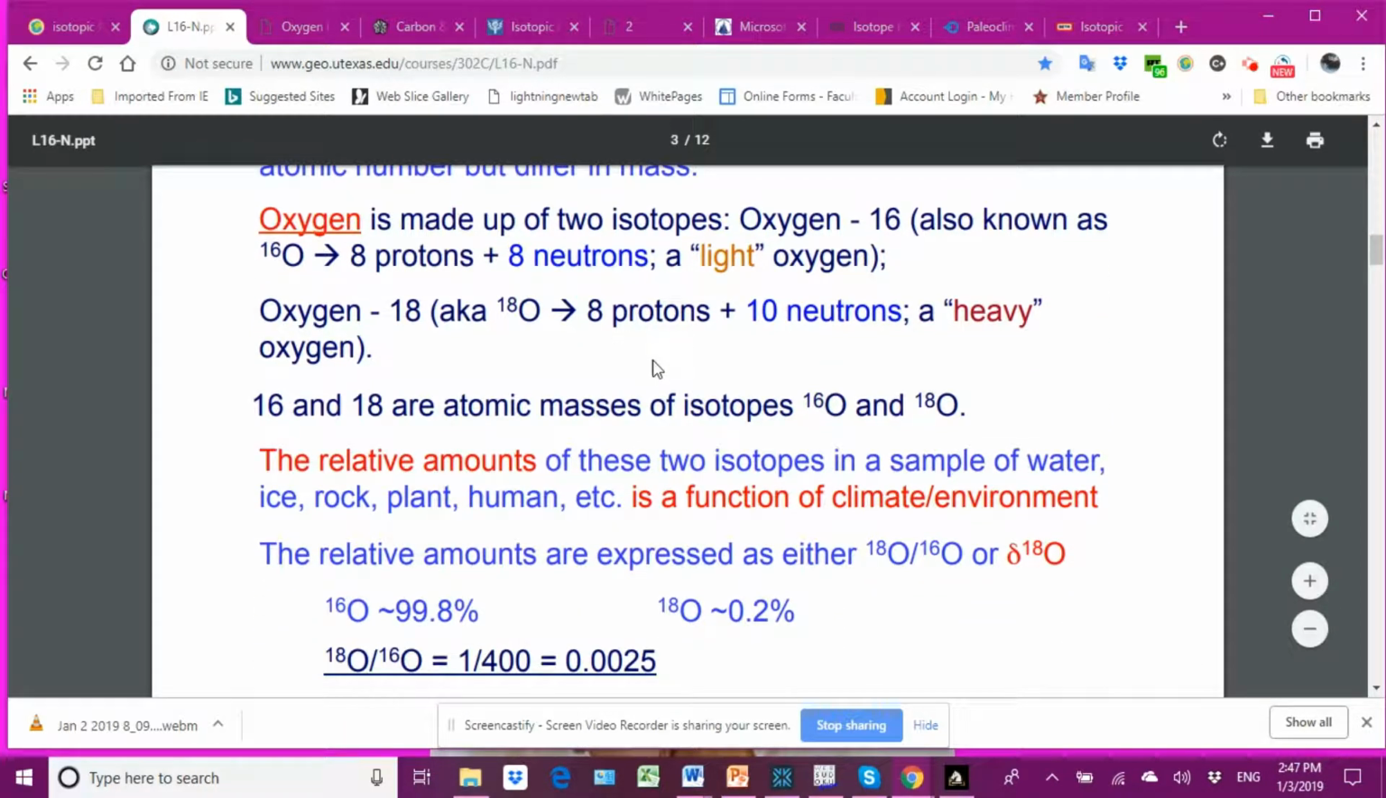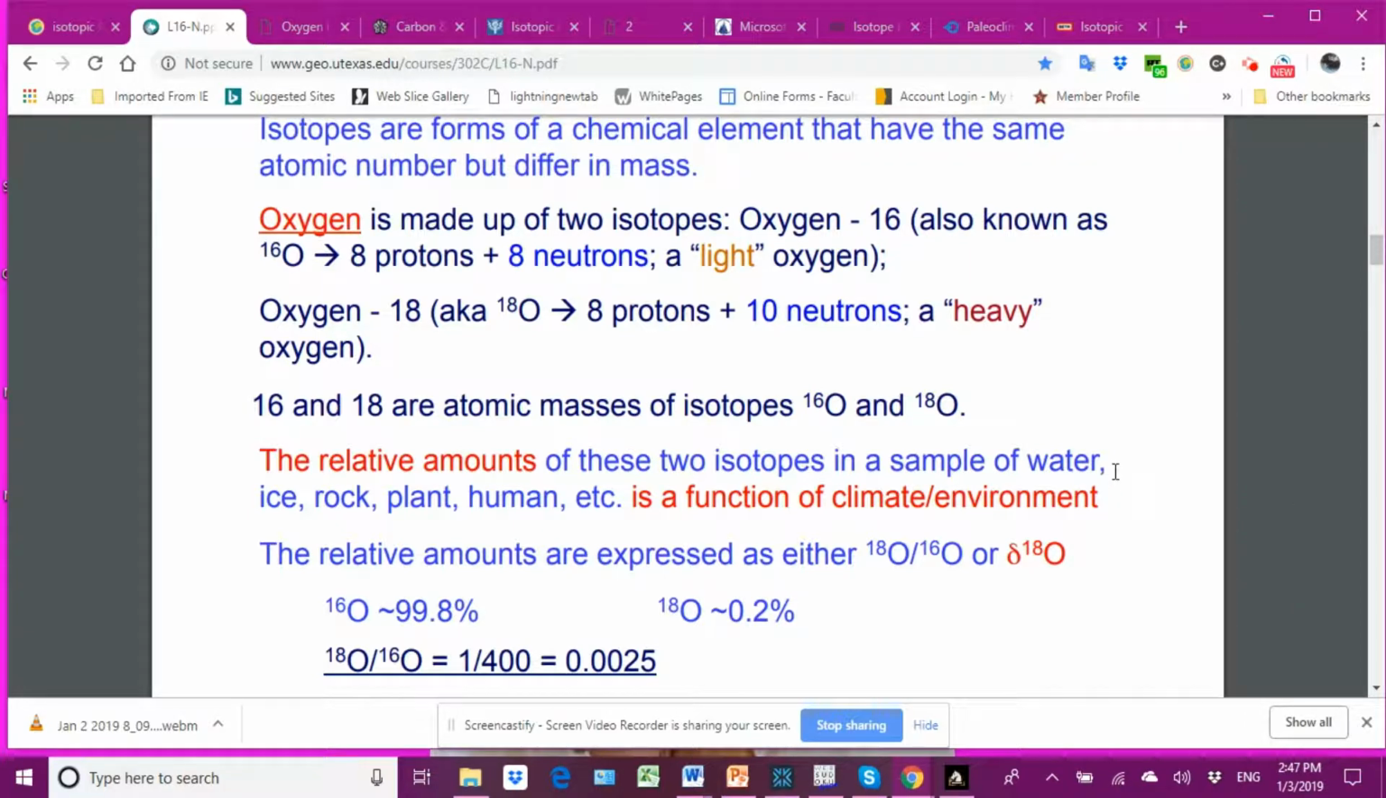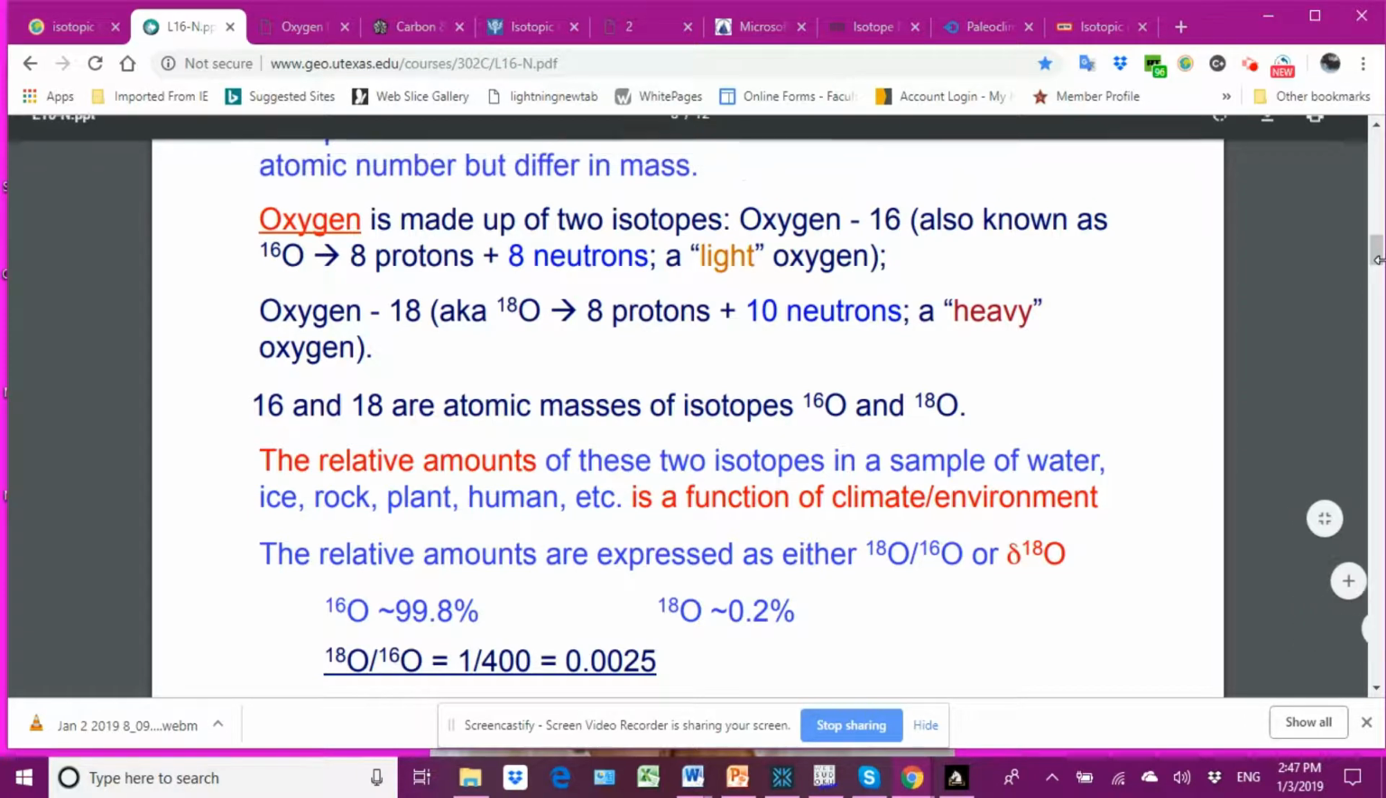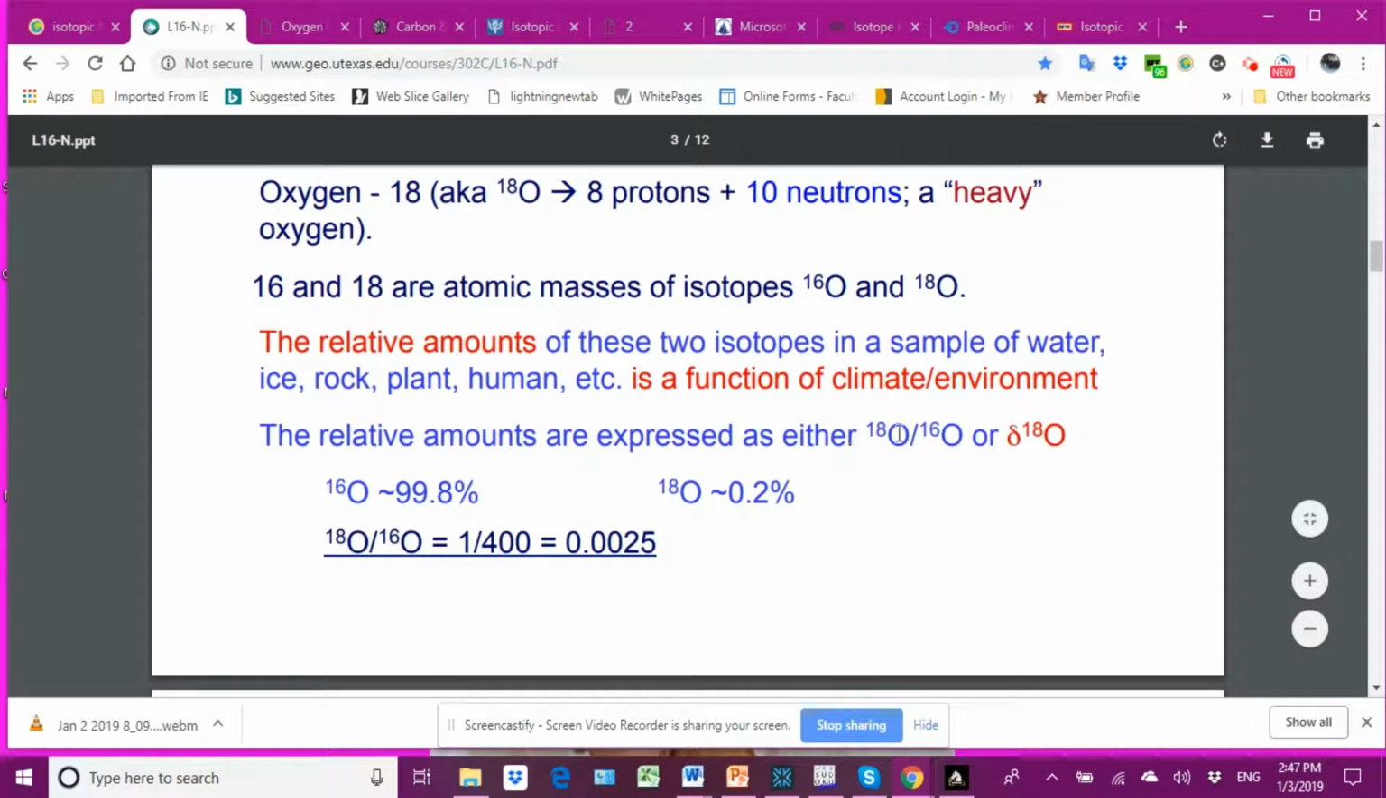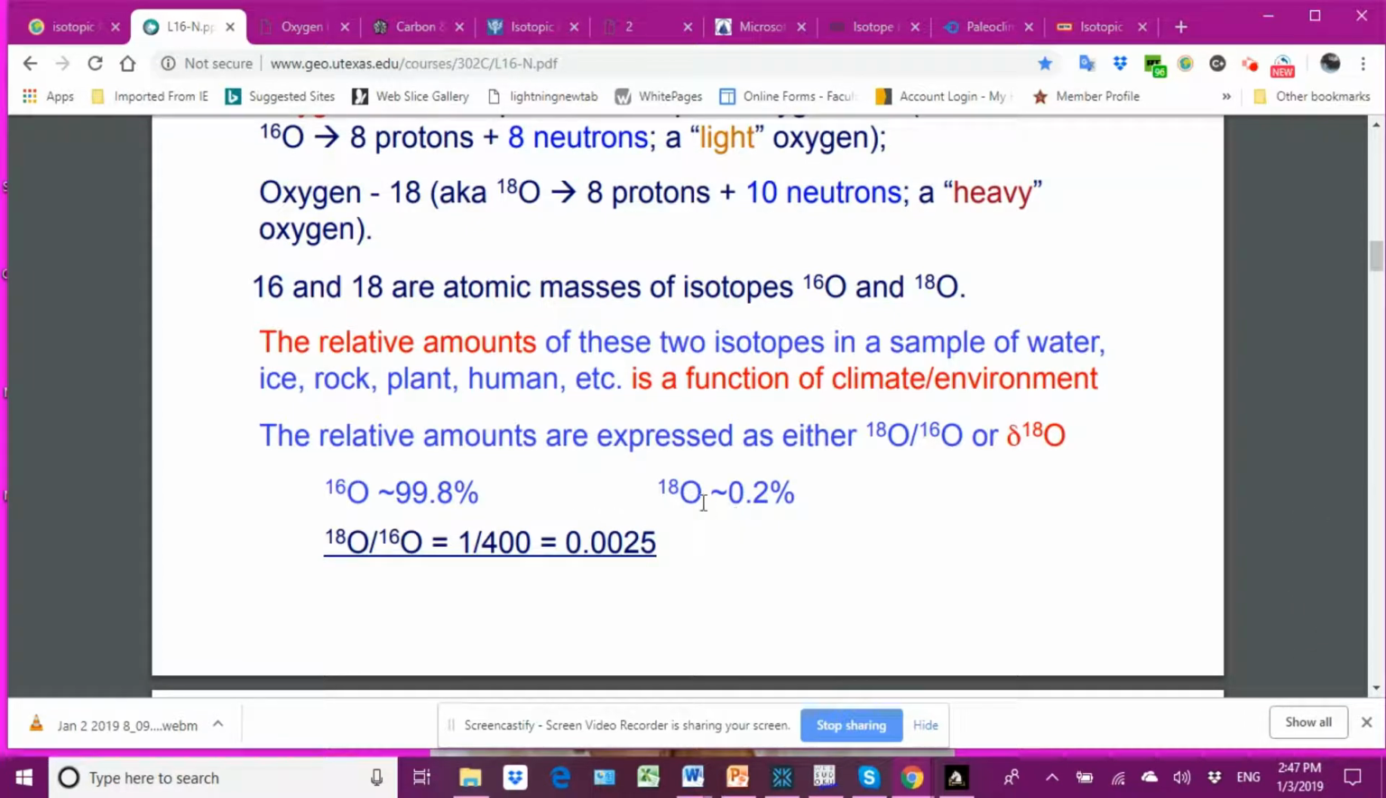The relative amounts of these 2 isotopes in a sample of water, ice, rock, plant, human, in your bones, for example, is a function of the climate environment in which these amounts show up. The relative amount expresses either the fraction 18O to 16O or simply del 18O. Now, of all the oxygen atoms found in nature, 99.8% have the 8 neutrons, oxygen-16. The remaining 0.2% is oxygen-18, which has the 10 neutrons. So it's a very small amount, about 1/400th. But that small difference allows us to do amazing scientific work.